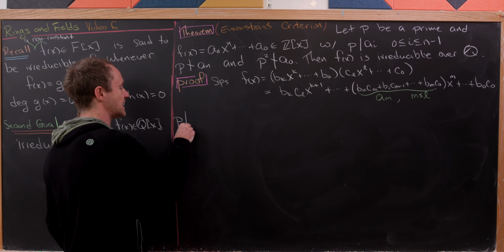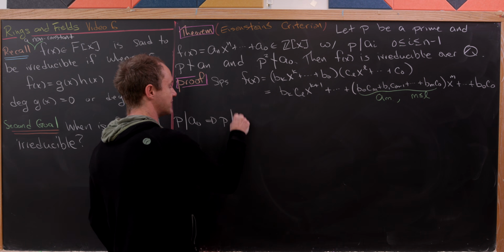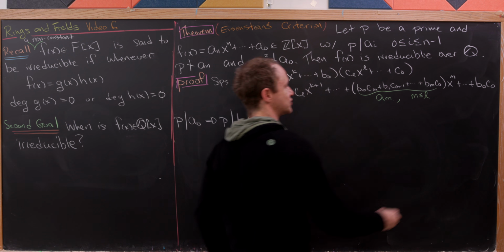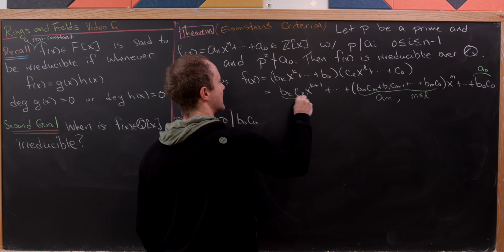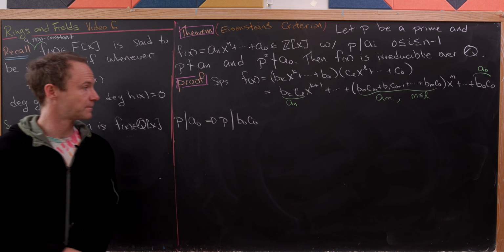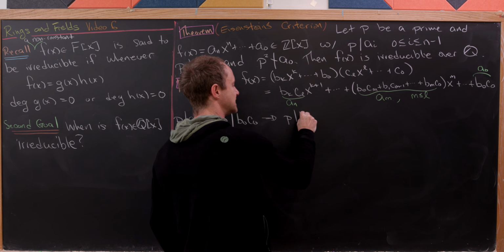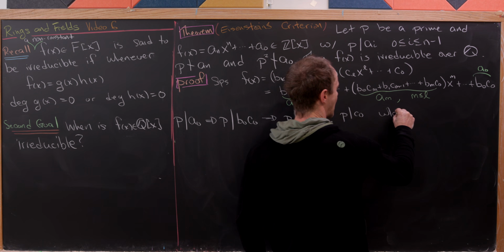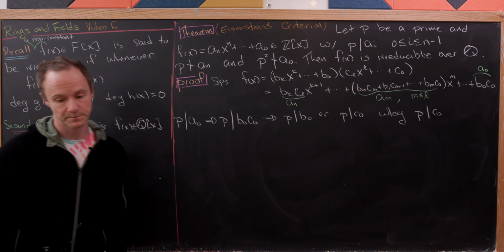All right, so now let's jump right into it. We know that P divides A0, but that tells us that P divides B0 times C0. Just by multiplication, we know that this term right here is the same thing as A0. And by the way, this term right here is the same thing as A sub n. But if a prime divides a product, that means that P divides B0 or P divides C0. Now, without loss of generality, let's say that P divides C0.